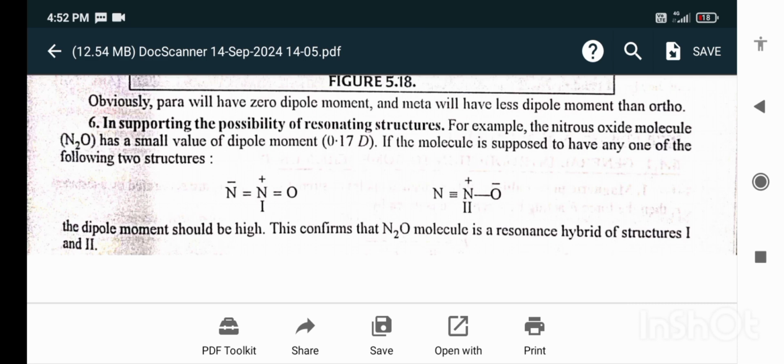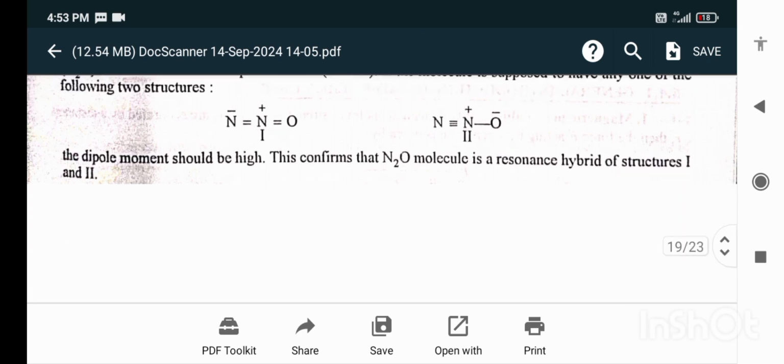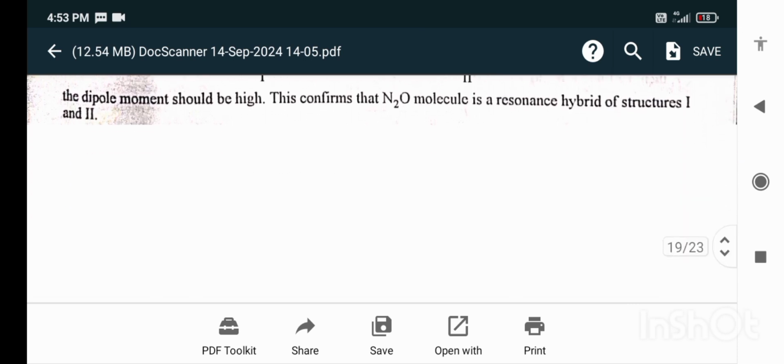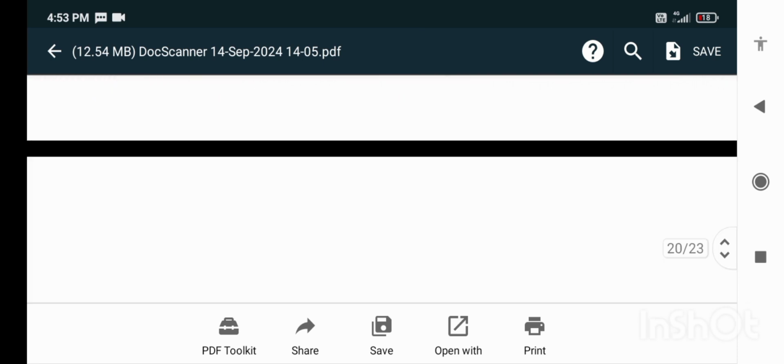In supporting the possibility of resonating structures, for example, the nitrous oxide molecule has a small value of dipole moment. If the molecule is supposed to have any one of the following two structures, the dipole moment should be high. This confirms that the N2O molecule is a resonance hybrid of the structures.